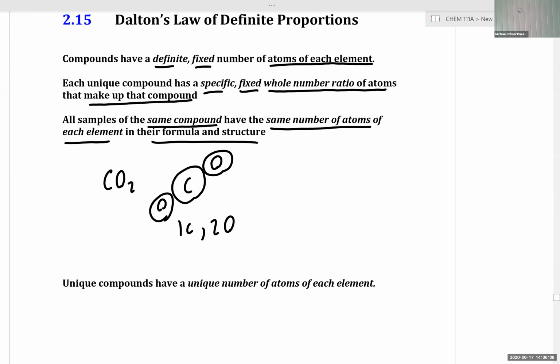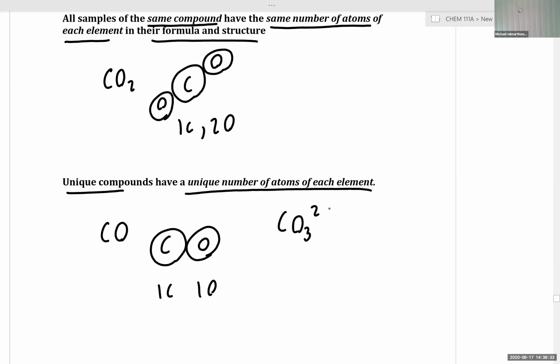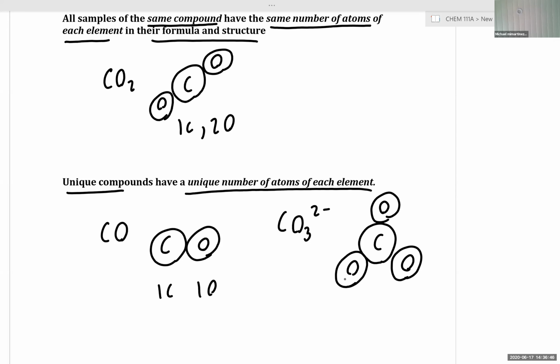Now, unique compounds have a unique number of atoms of each element. So for example, carbon monoxide has one carbon atom and one oxygen atom, while carbonate anion has one carbon and three oxygen atoms. So a unique compound will have a unique number of atoms of each element.